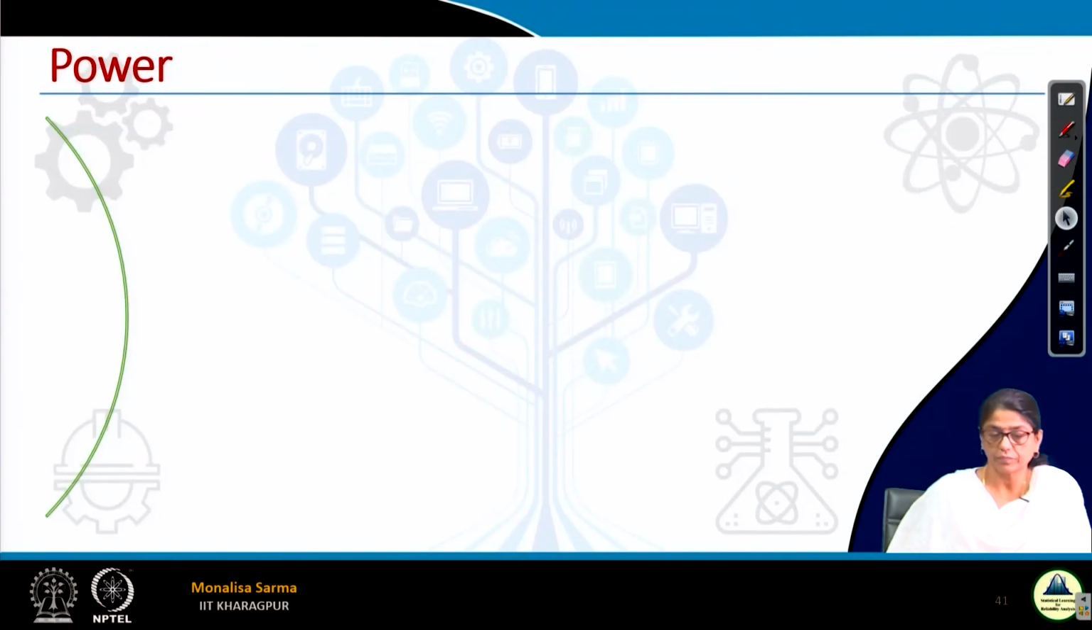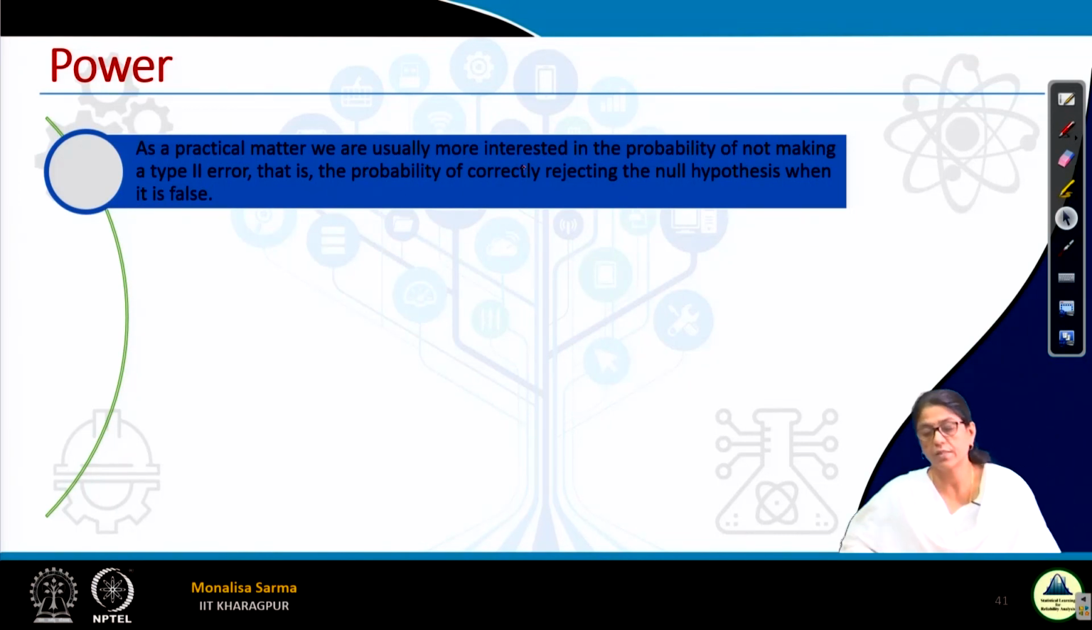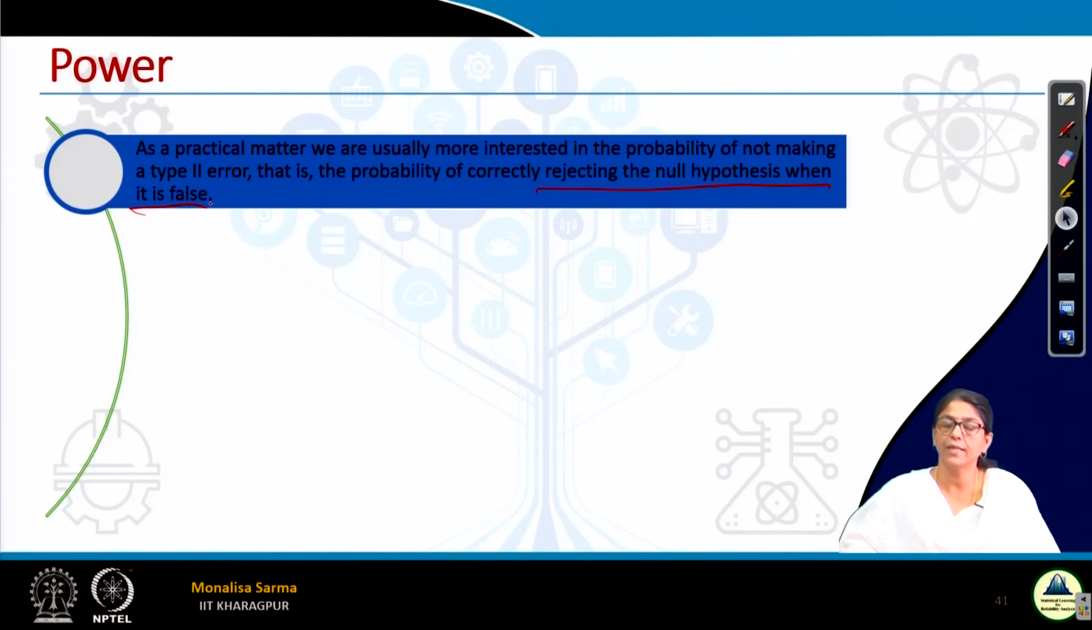Fine. Now there is one more concept, the last concept in this lecture, that is power. Beta is the type 2 error, and power is 1 minus beta. As a practical matter, we are usually more interested in the probability of not making a type 2 error, that is, the probability of correctly rejecting a null hypothesis when it is false. Not making a type 2 error means when a null hypothesis is false, we are correctly rejecting it instead of accepting it. That is my power.